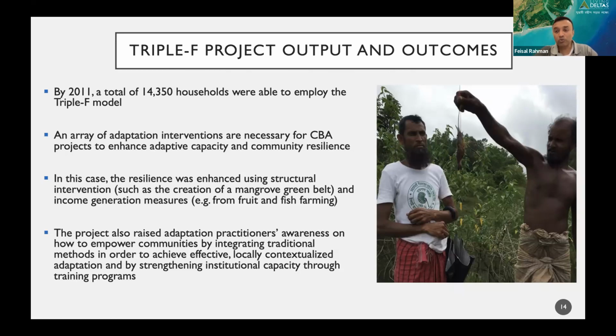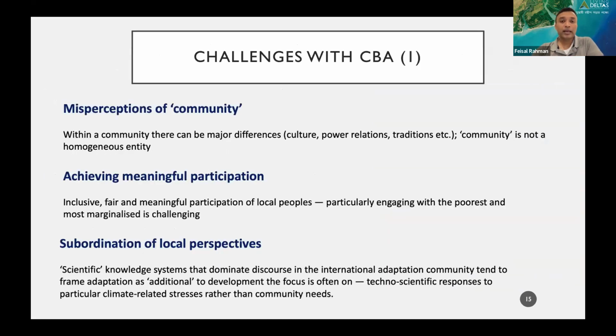The project also raised local people's knowledge of climate risk, and enhanced the capacities of practitioners and government employees, and therefore their institutional capacity, through training programs. And this is what the Triple F project in general looked like.